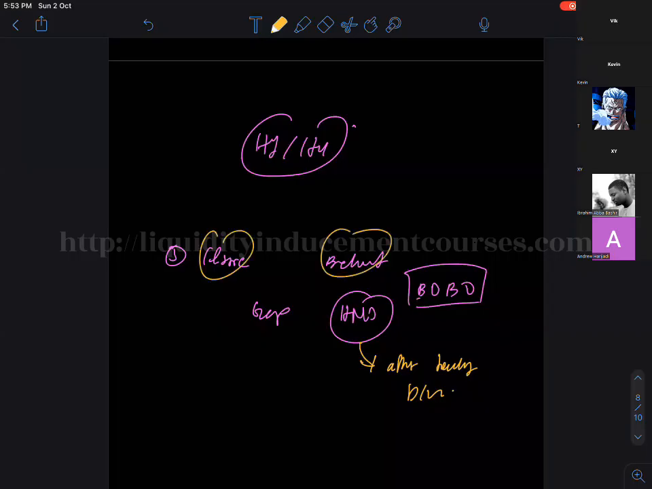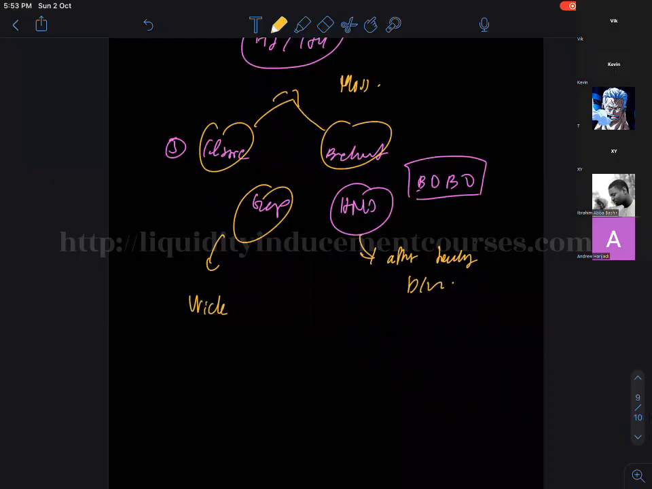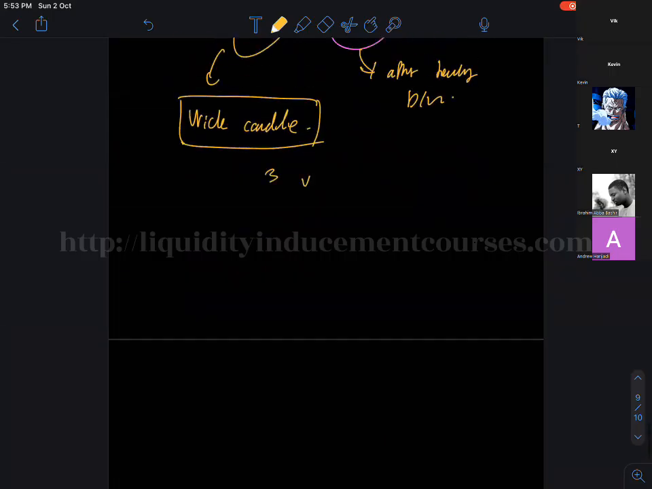For classic and breakout, you must make sure you have what? Miss. Very important for your H1 and H4 entries. And then for gap, you must make sure it is made of a wick candle. Okay? So what is a wick candle? A wick candle comes in 3 variations. Okay? 3 variations.